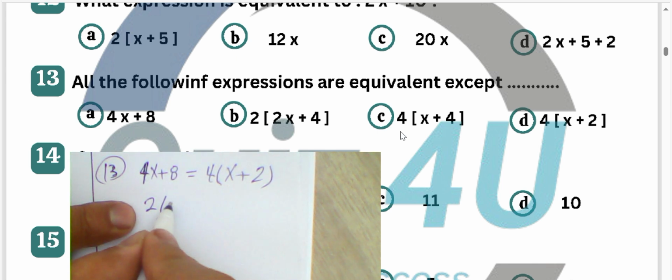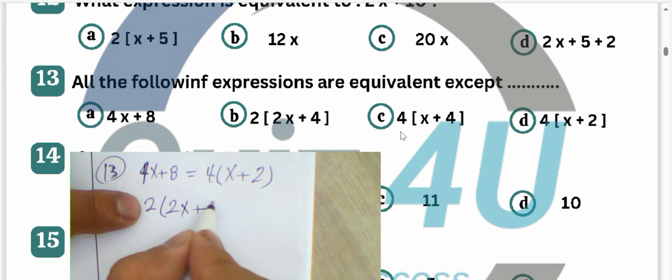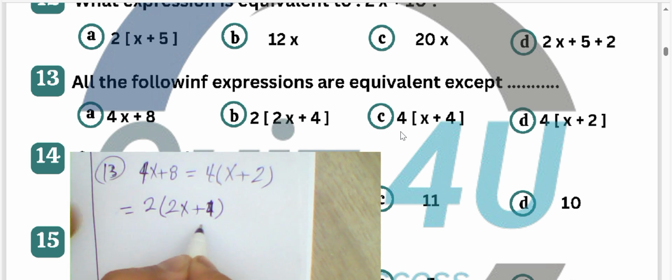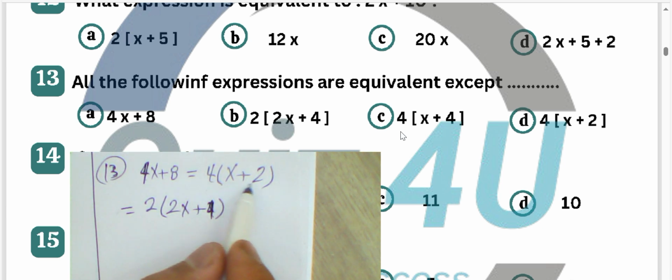4x divided by 2 will be 2x, and 8 divided by 2 will be 4. So the result will be 2 times 2x plus 4, or 4 product x plus 2. So we must choose letter C as false.